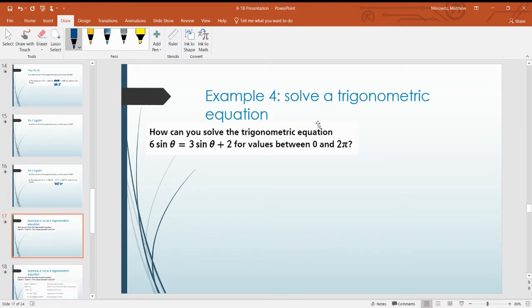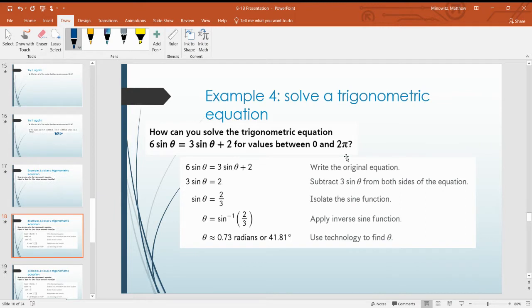Now the question also might say, solve and find all the values between 0 and 2 pi. So it just wants a limited amount of answers. To write this equation down, we're going to talk about how to solve it. You may already have some thoughts. Okay, we got to solve for theta. So here's a list, and we're going to talk about each step.